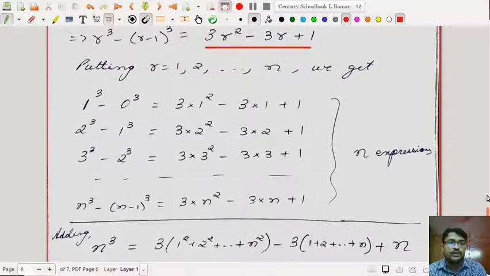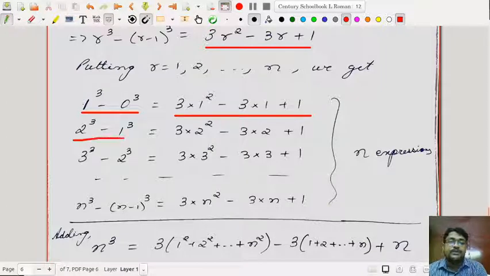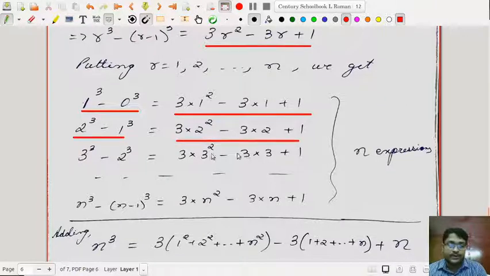If I put r equal to 1 in this expression, I will get 1 cube minus 0 cube on the left side. On the right side, I will get 3 into 1 square minus 3 into 1 plus 1. On the left side again, if you put r equal to 2, you will get 2 cube minus 1 cube, so that is 3 into 2 square minus 3 into 2 plus 1. That way you keep on putting, and then we can add them up. So how many expressions are there? Here there are exactly n expressions, right?